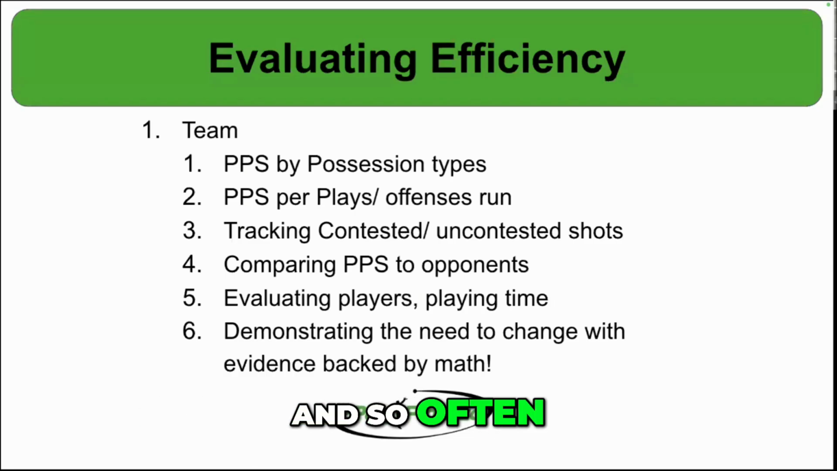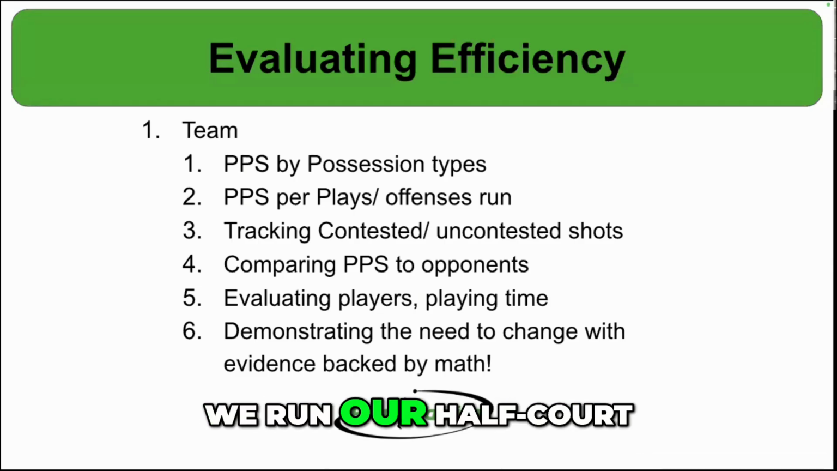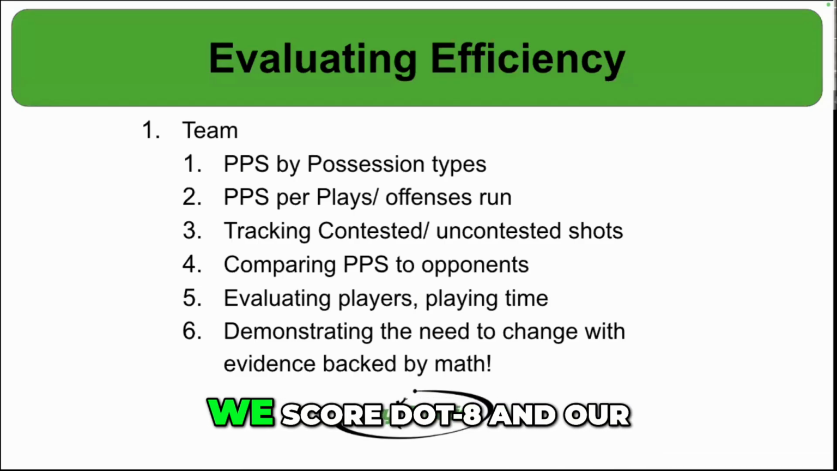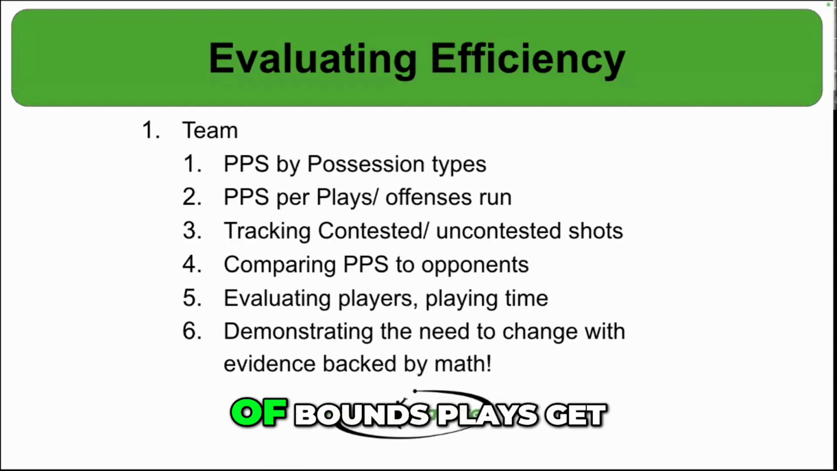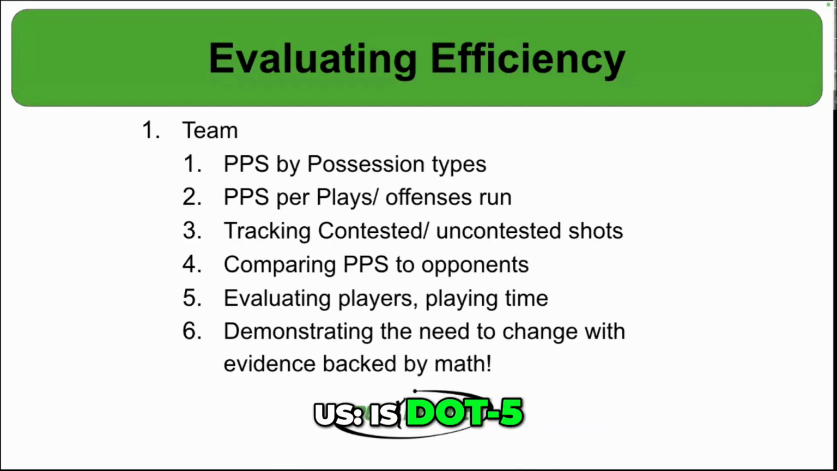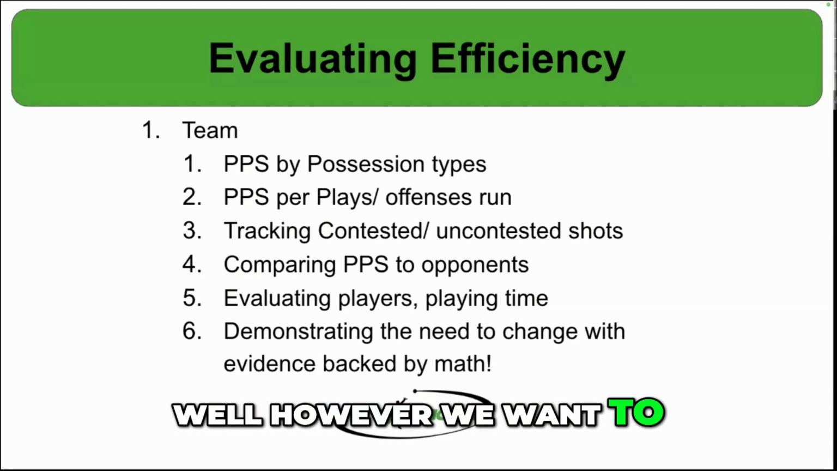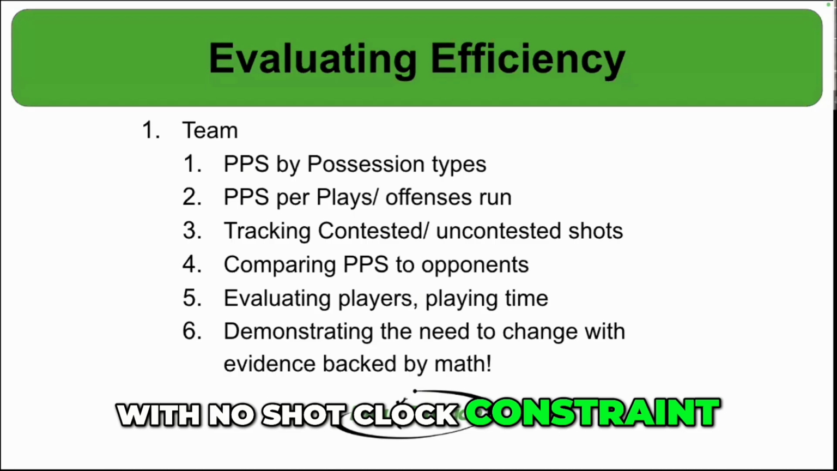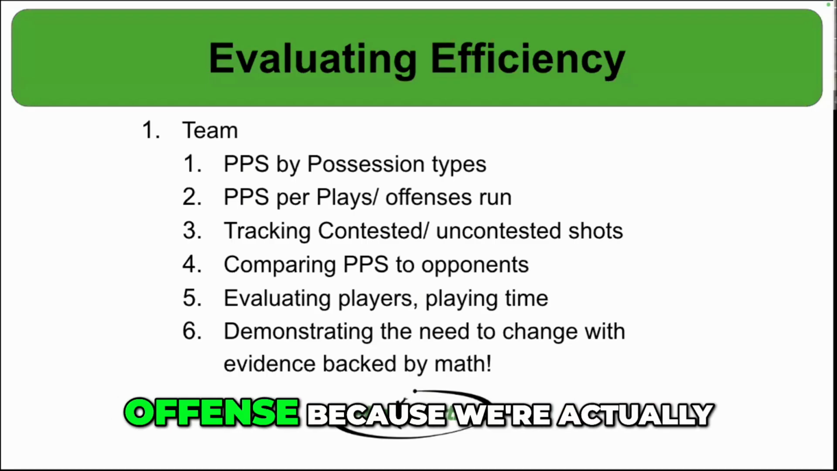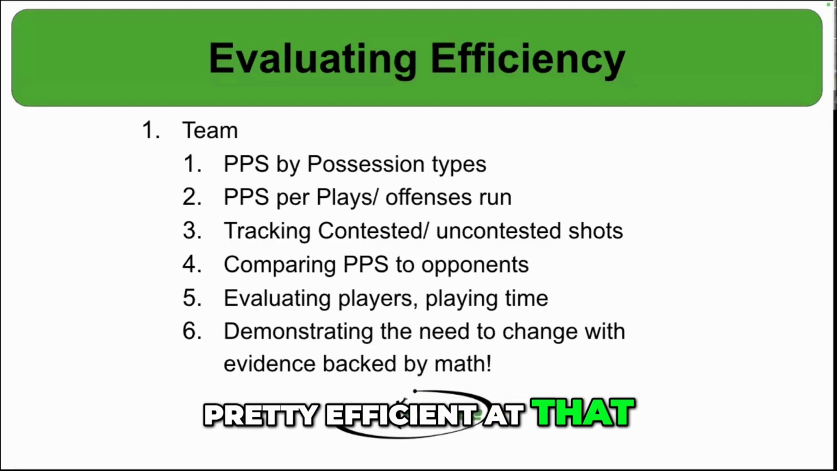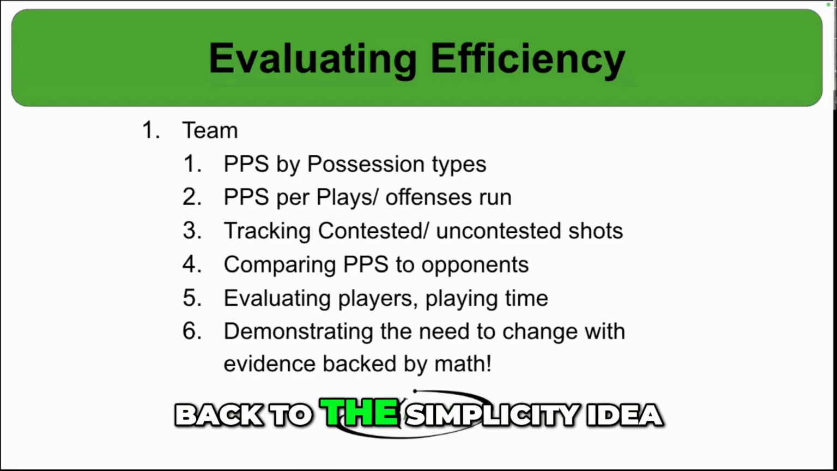And so often the conclusion is when we run our half court, drive and kick offense like we've been working on, we score 0.8. And all of our out of bounds plays get us is 0.5. So let's scrap the idea of an out of bounds play, get the ball into our point guard however we want to. And again, with no shot clock constraint, let's run our normal offense because we're actually pretty efficient at that.